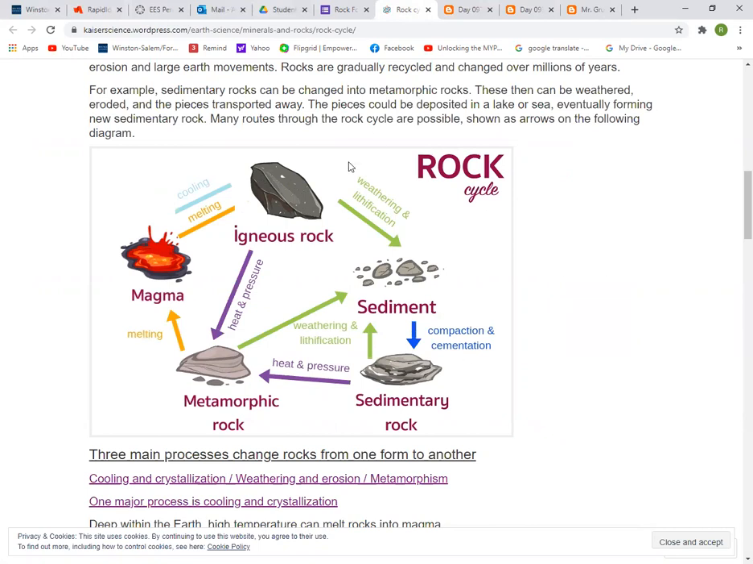So hopefully this helps you have an idea what the rock cycle is all about. Just to summarize, weathering, lithification, compaction, cementation form sedimentary rocks. So if you hear the word lithification, the rock that is formed is sedimentary rock. If you hear heat and pressure, no melting, that is metamorphic rock. If you hear extreme heat and there is melting and cooling, then that is how igneous rock forms.